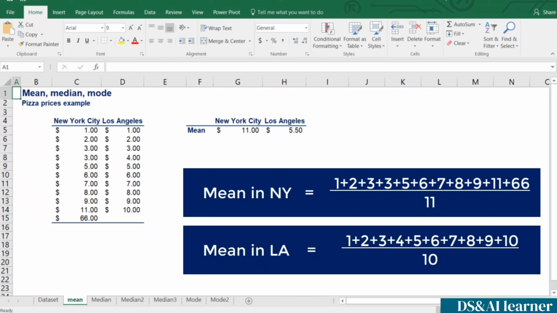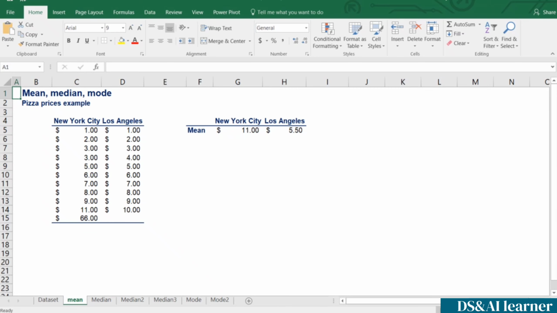Let's aid ourselves with an example. These are the prices of pizza at 11 different locations in New York City and 10 different locations in LA. Let's calculate the means of the two data sets using the formula. For the mean in NYC, we get $11, whereas for LA, just $5.5. On average, pizza in New York can't be twice as expensive as in LA, right?